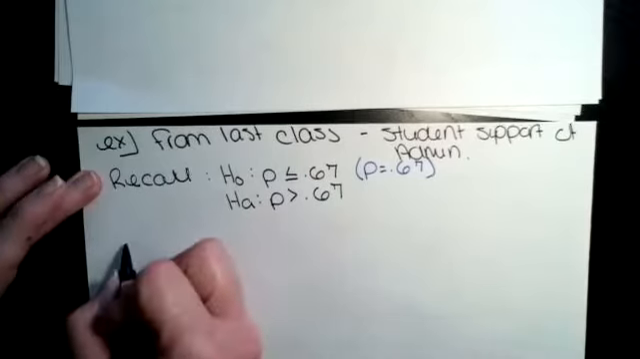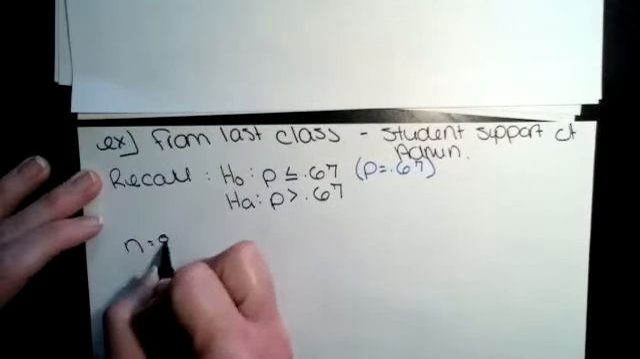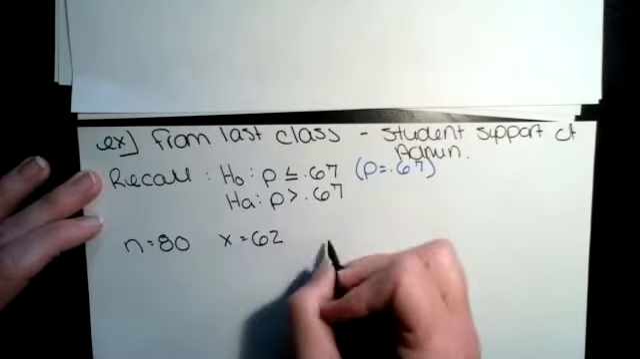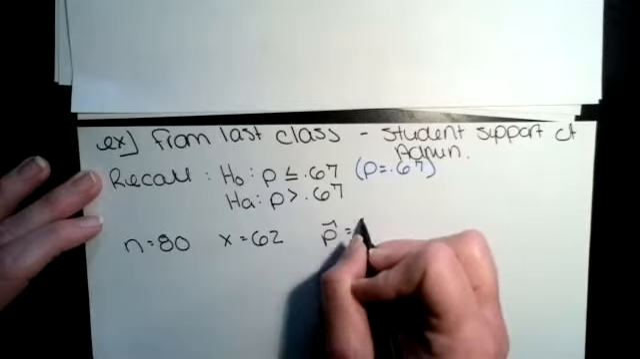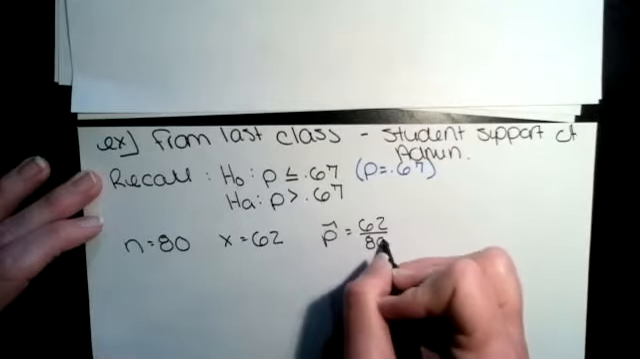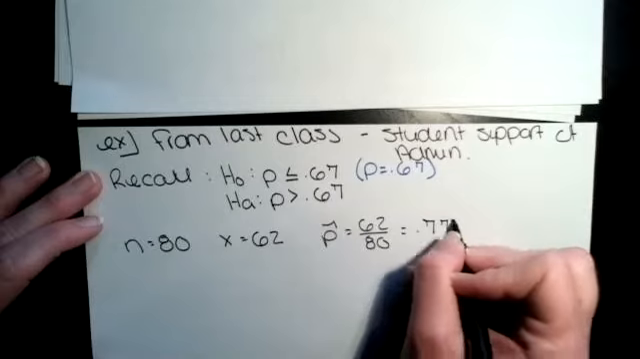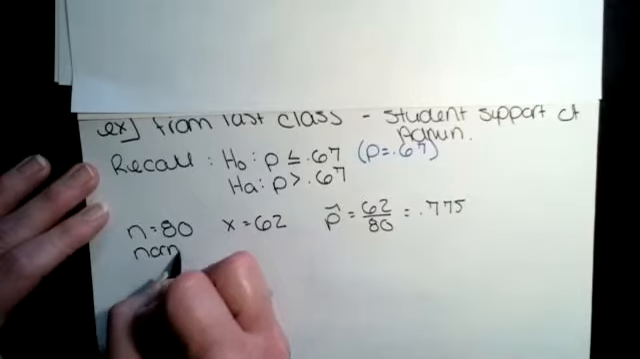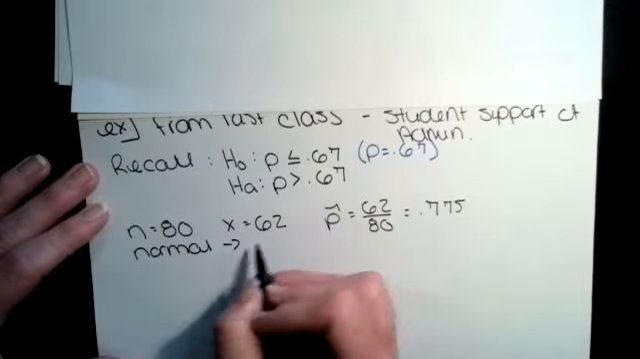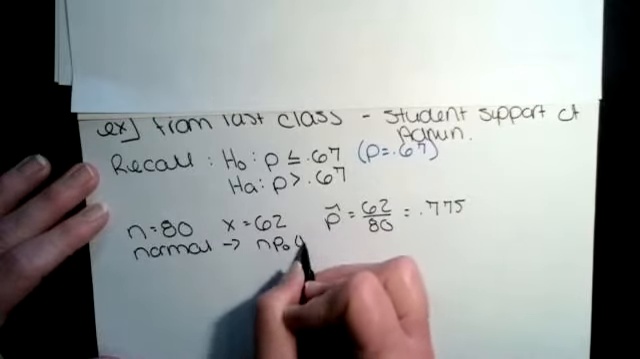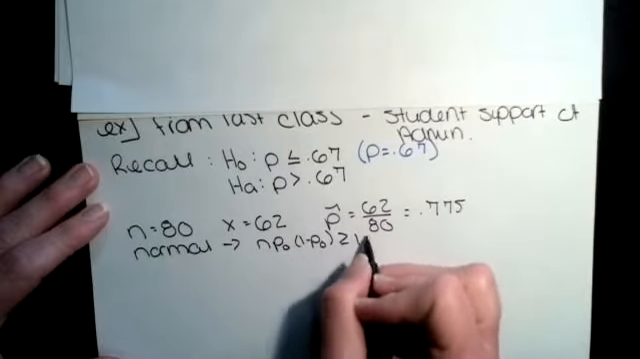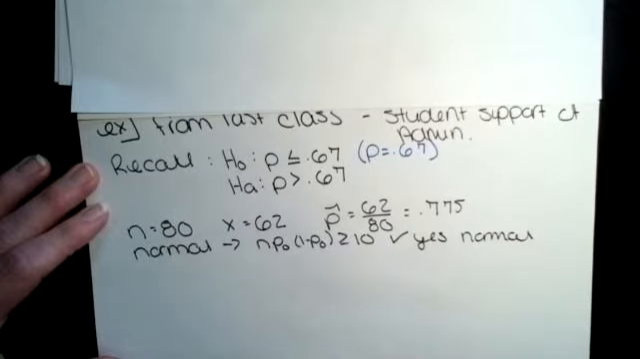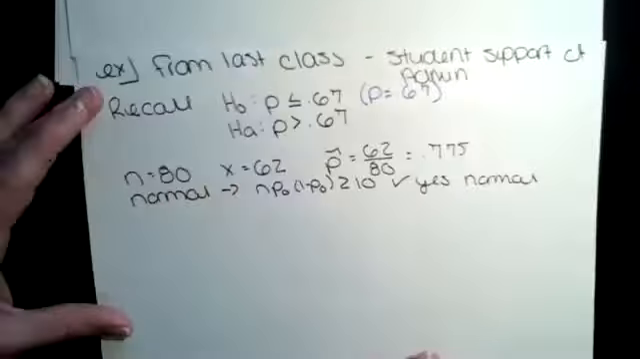So in our sample, we had 80 students and found that 62 answered yes. So that left us with a p hat of 62 divided by 80, which was 0.775. Okay. We did check for normality, right? And we used n times p naught times 1 minus p naught is greater than or equal to 10, and it did check out. Okay. So now let's take a look at our results step and how we're going to write these.